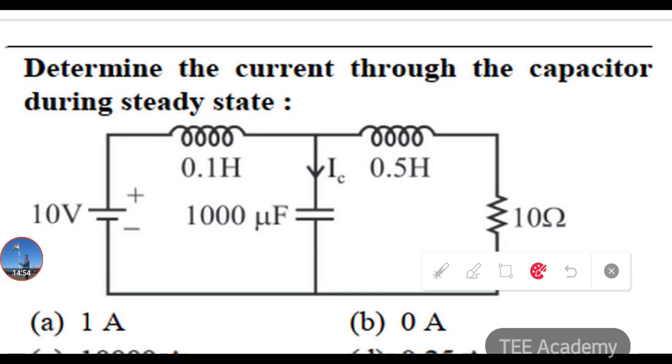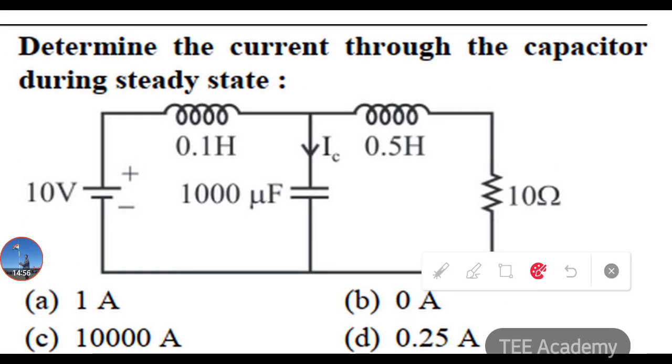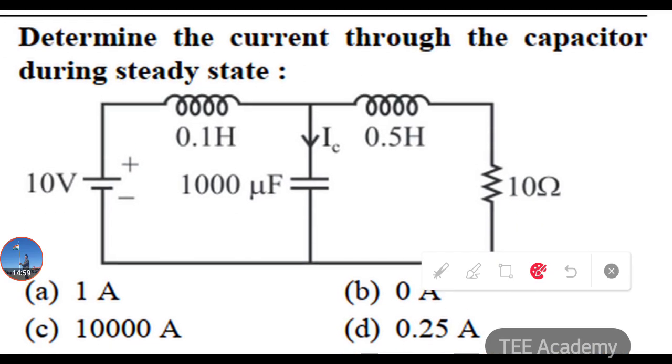If you observe the previous AP Transco paper here, one thing you can ensure is that a lot of questions are coming from the transients networks, transients. Determine the current through the capacitor during steady state condition. You already know that the capacitor under steady state condition acts as an open circuit. When there is an open circuit, what is the current? The current will be 0 amps. That is the answer for this question here.